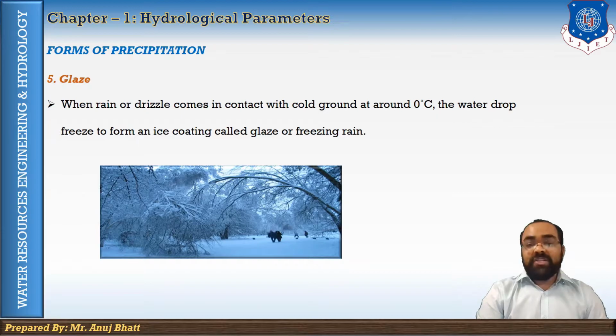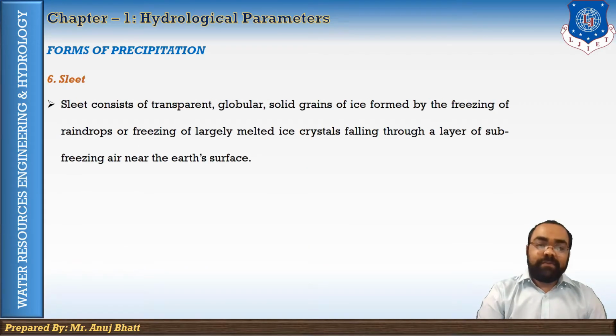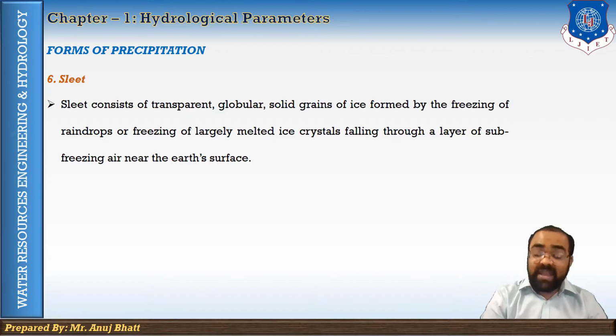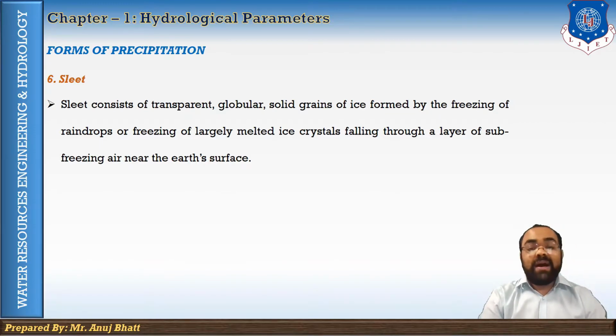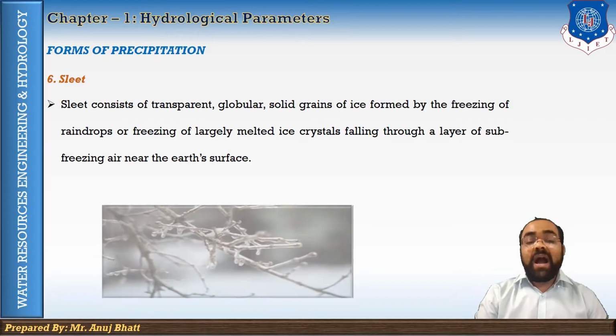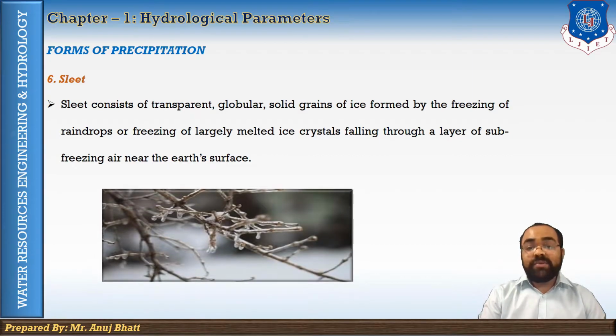The next form of precipitation is sleet. Sleet consists of transparent, globular, solid grains of ice formed by the freezing of raindrops, or by the freezing of largely melted ice crystals falling through a layer of sub-freezing air near the earth's surface. This is how sleet looks.